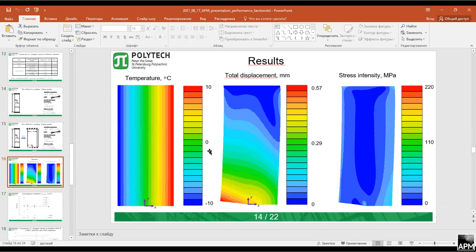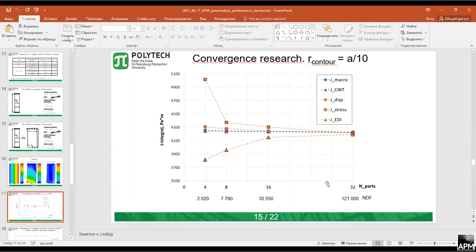So we see temperature, displacement and stress intensity distribution. As we can see, stress intensity is maximum near the corrective. So our results are correct. We performed a convergence study again, and we can see that ANSYS methods converge more quickly than Pantagruel methods again, as we saw in the Griffith problem. And we can use this finite element method with n parts equal to 32 for further calculations.